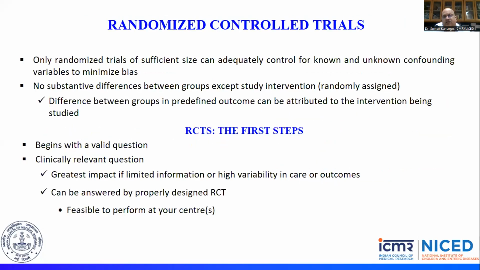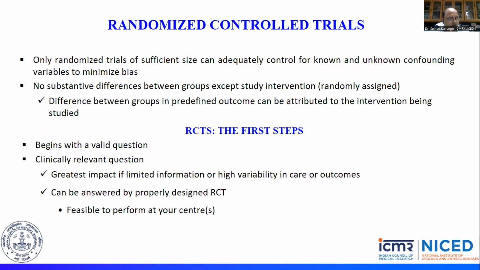So now let's talk about the randomized control trial. Only randomized control trials of sufficient size can adequately control for known and unknown confounding variables to minimize bias. Two things that have come up: one is the confounder, one is the bias. So this is a big thing.